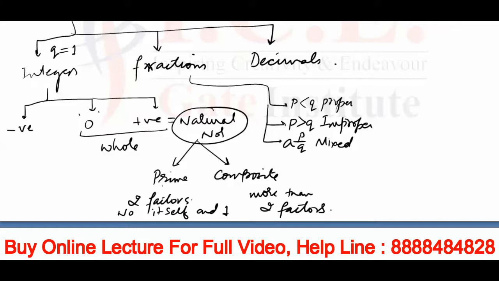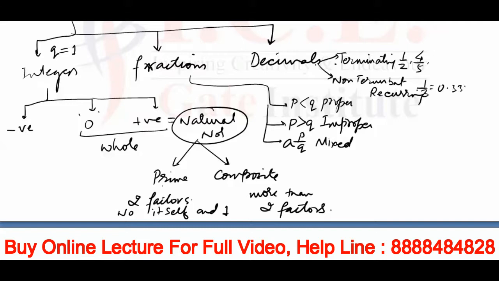As far as decimals are concerned, rational numbers expressed in decimal form can be of two types. One, terminating decimal numbers, and second, non-terminating but recurring. For example, 1 by 2, 4 by 5 are terminating decimals. And non-terminating is like 1 by 3, which can be written as 0.3333. It gets repeated at regular intervals.